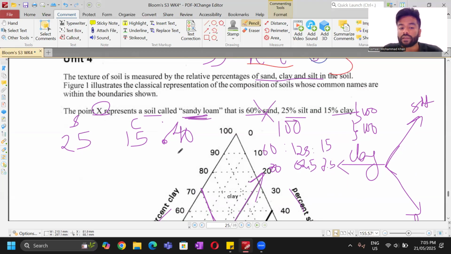So you need to make the denominator, this 40, 100. You need to get this up to 100. So how are you going to get it up to 100? Well, 40 times 2.5 is 100. So 15 times 2.5 is how much?